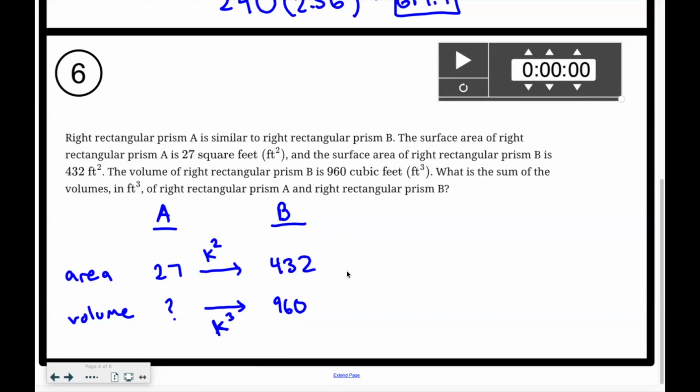So can you cube the 960 for the square root? Not yet, because we don't know the k yet. So we got to use this information first. So the area of the smaller one got multiplied by some value to give us the bigger one. That's what we want to find first.